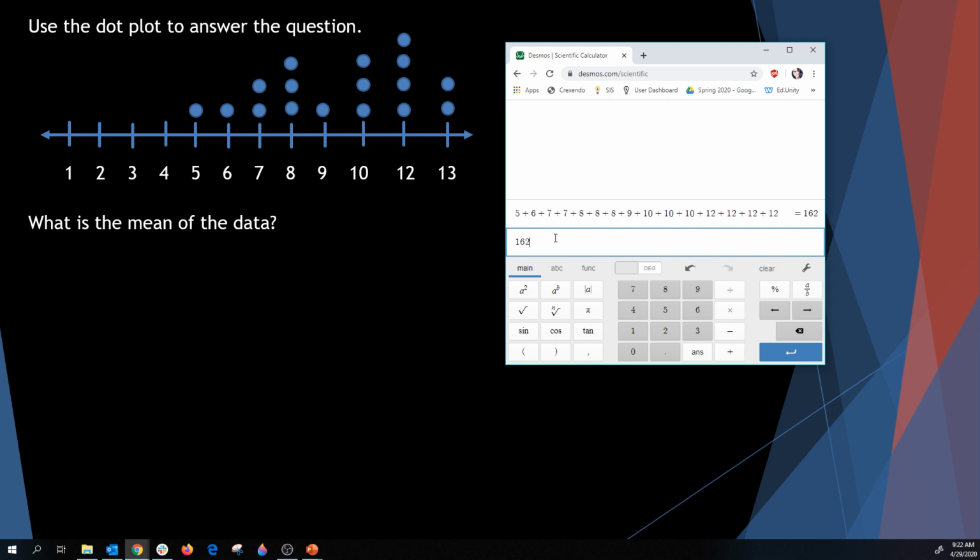I get 162, and let's divide that by the total number of dots. So 1, 2, 3, 4, 5, 6, 7, 8, 9, 10, 11, 12, 13, 14, 15, 16, 17. And I get about 9.5.